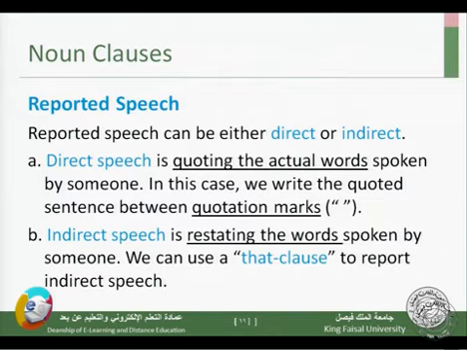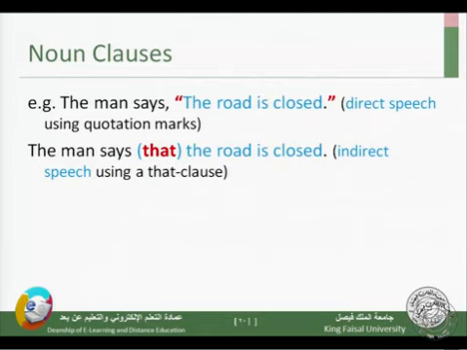In the first example here, the man says, "The road is closed." The road is closed is exactly what the man said. This is exactly what he says, and it is placed between quotation marks. This is called direct speech using quotation marks. We have another example. The man says that the road is closed. Compare the two. The man says that the road is closed. Here we have indirect speech. We restated what the man says, and we used a that clause to do so.